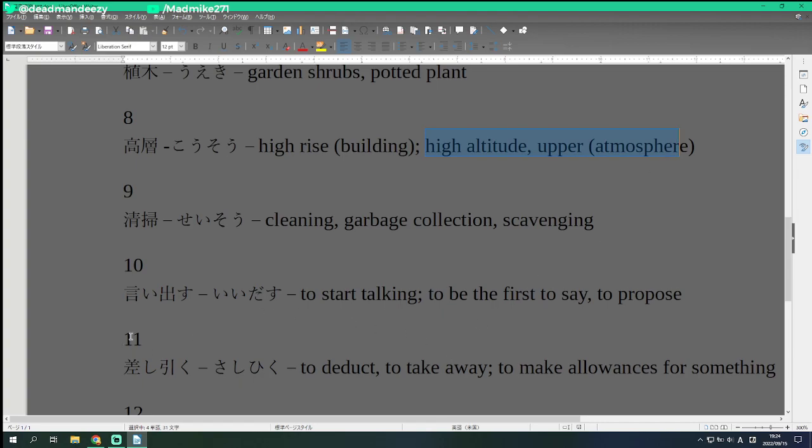Number 9 is seiso. Sei on the left side is purity or cleaning, and so on the right side is sweeping or cleaning. So seiso is cleaning. It could also mean garbage collection or scavenging. Seiso, making pure by cleaning, or cleaning and sweeping up. Seiso is cleaning or garbage collection.